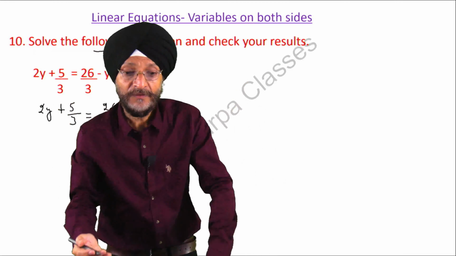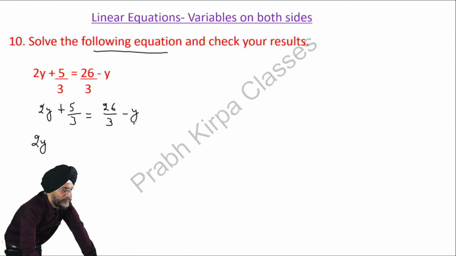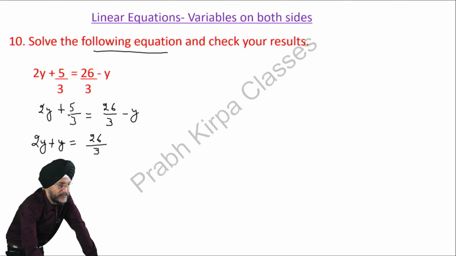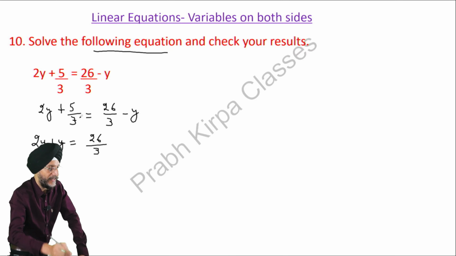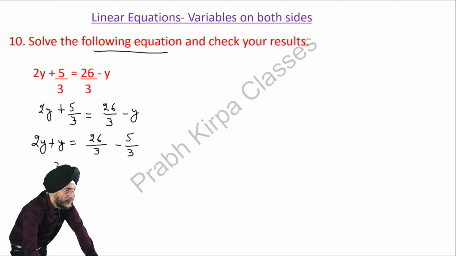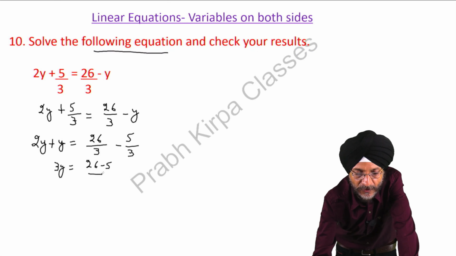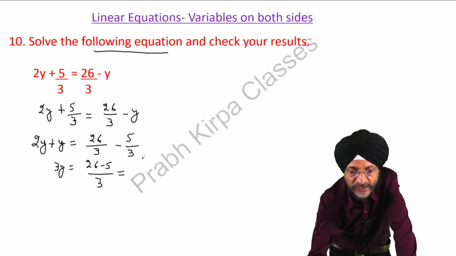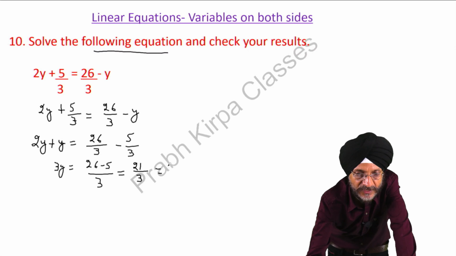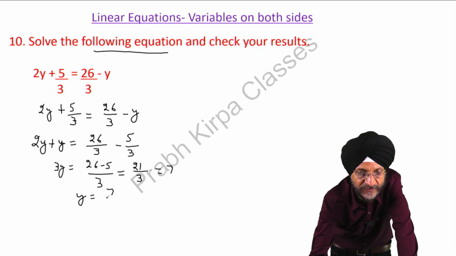So now first of all, we will take this variable to the other side. Here it is in negative and it becomes positive on other side. Now 26/3, here we will take this plus 5/3 to the other side, and when it is shifted to other side, because it was positive, it becomes negative. So 2y plus y is equal to 3y is equal to 20, because here you can write it as 26 minus 5 divided by 3, it is 21/3 is equal to 7. So y is equal to 7/3.